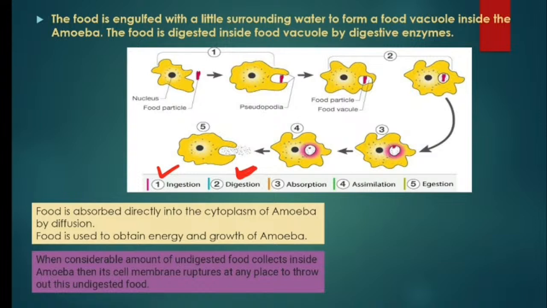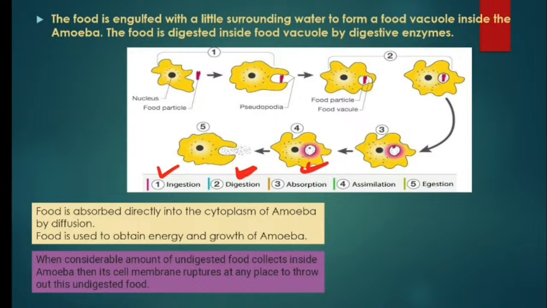Now after digesting with the help of digestive enzymes, the food is absorbed directly into the cytoplasm of amoeba by diffusion. Now this food, whatever is absorbed, is then converted to energy for the growth of amoeba. So this process is called absorption. So first is ingestion, second is digestion, and third is absorption.